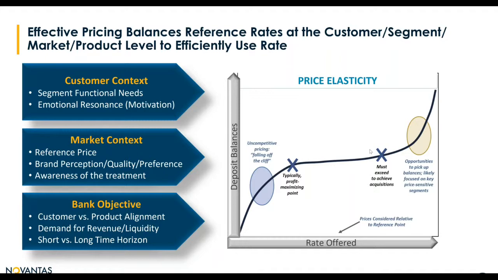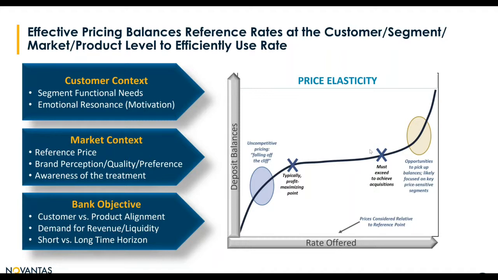Similarly, they might see an offer for 2.75% from their bank when the prevailing rate is 2% in the market, and all of a sudden that will look really attractive. And that's where we're on the right-hand side of this curve, and we're able to attract balances really effectively.